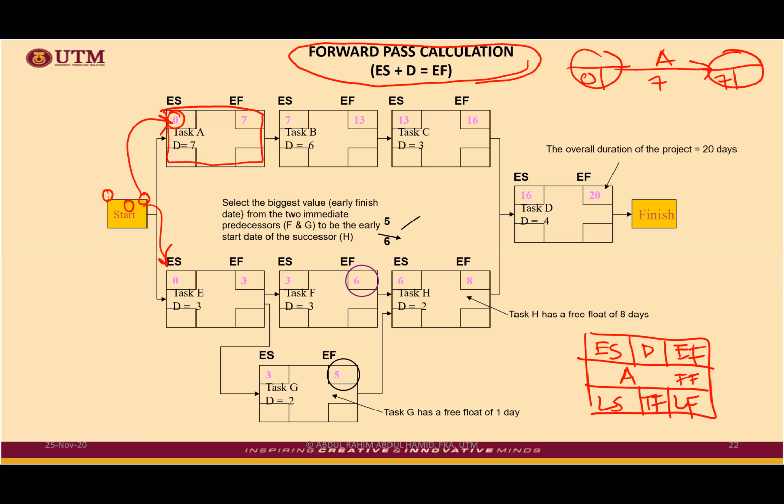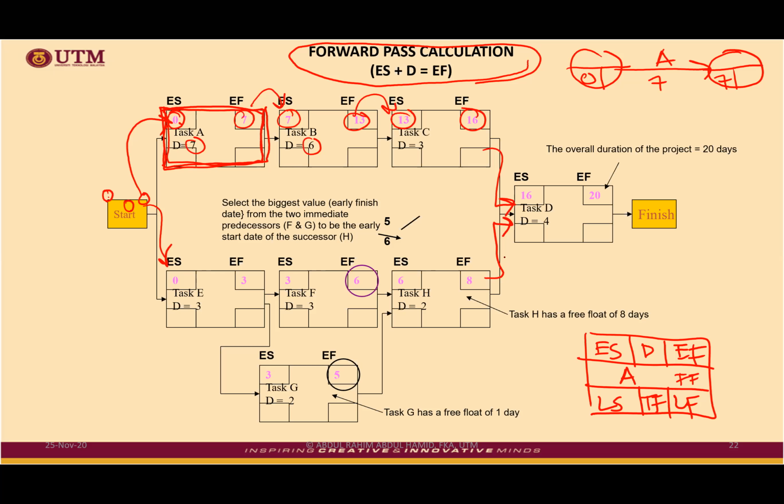But now you have to set your mindset right. The box indicates an activity, so everything happens inside the box. So 0 plus 7 equivalent to 7. Then transfer here because finish to start. 7 plus 6 equivalent to 13. Transfer here. 13 plus 3 equivalent to 16. And then when there are two arrows going into a box, you have to take the bigger value. This is the concept of forward pass.